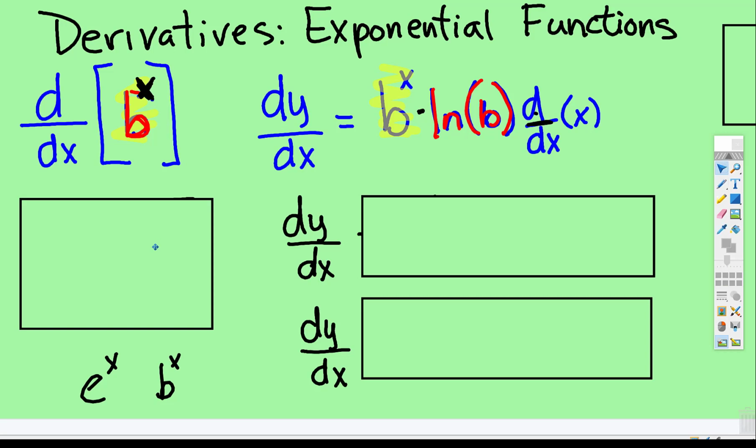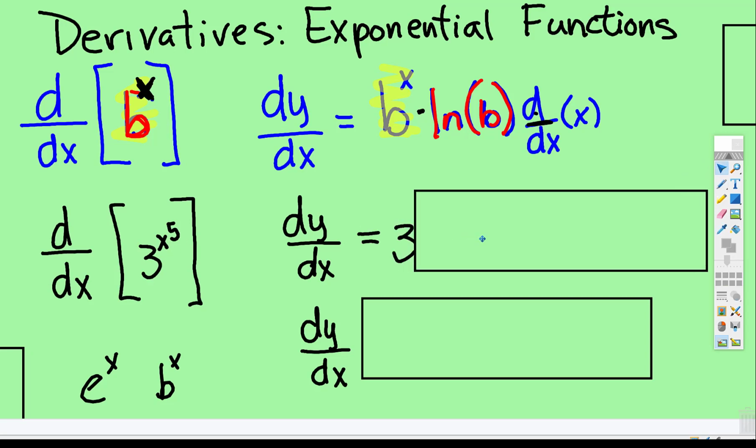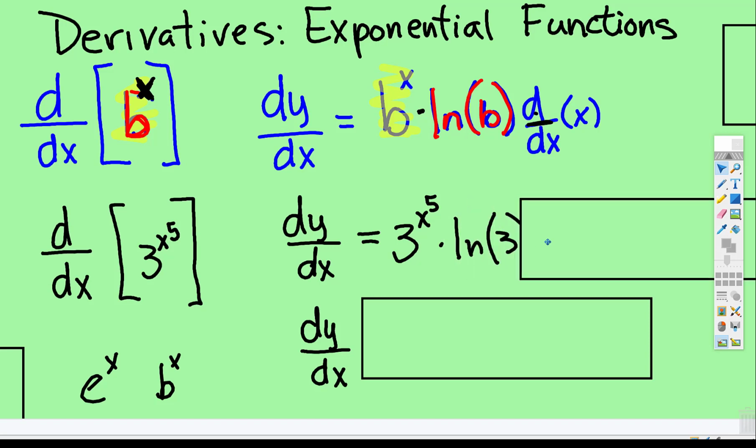So let's do an example. So we're going to take the derivative of the function 3 is the base number to the x to the 5th power. So let's see how we would rewrite that. B to the x, so it's 3 to x to the 5th. We're going to rewrite that first. Okay. Then we're going to multiply it by the natural log of the base. Well, the base is 3, so multiply by the natural log of 3.